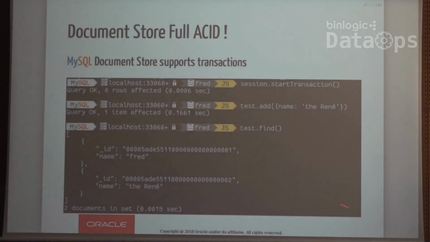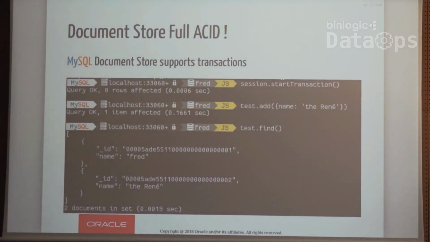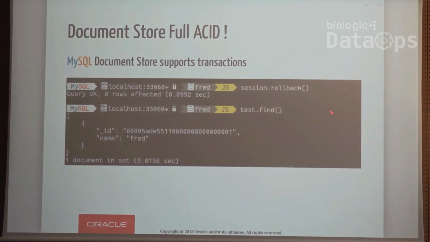So I want to show you how we can work with transactions. Here I do just session start transaction. I have a transaction. I add here a new document. The document has just the name René. I just do a find. I already had a Fred document in my collection, and then the new one, right? If I do a rollback, session rollback, I find again it's not there.